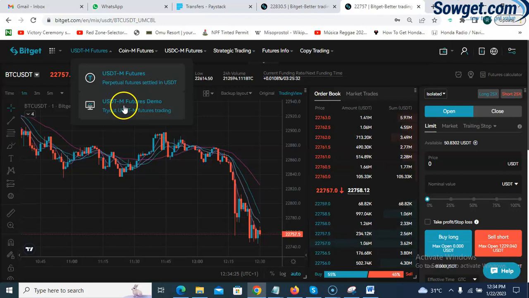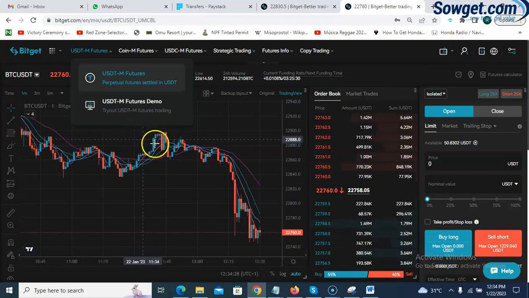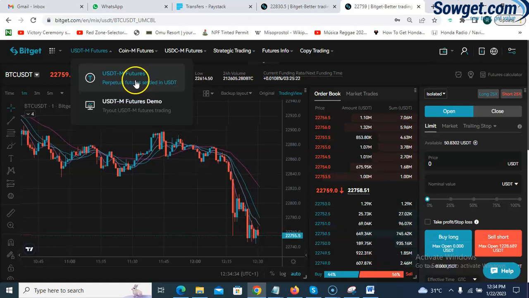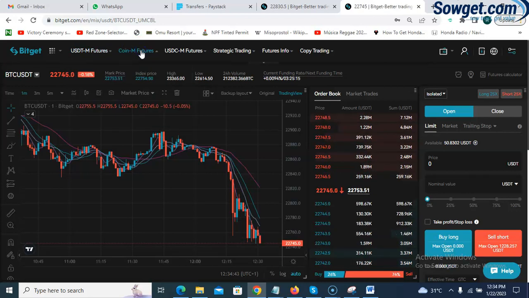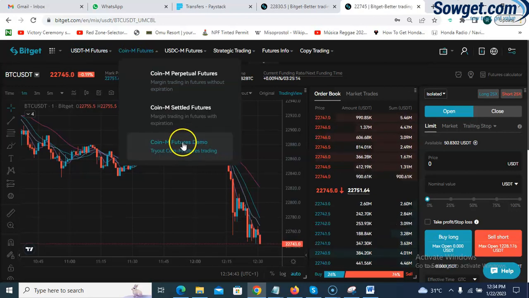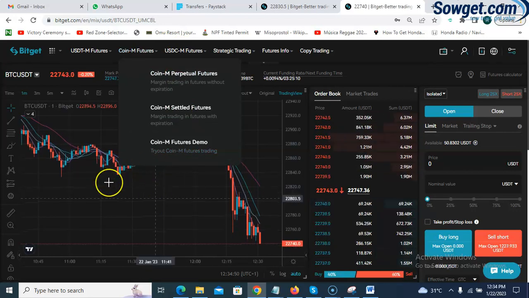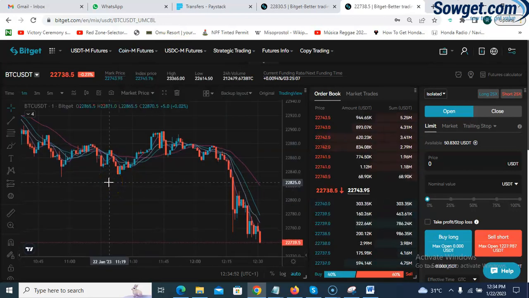So you can actually do that so that you can get familiar with the futures platform on Bitget. Once you are done with that, you can return to the main platform, which is this one here. You can use your live funds to trade, and that is just it. Same with the coin M futures. They also have the demo platform for coin M futures, USDC as well. There is demo trading. So that's just what you need to know about the Bitget platform.